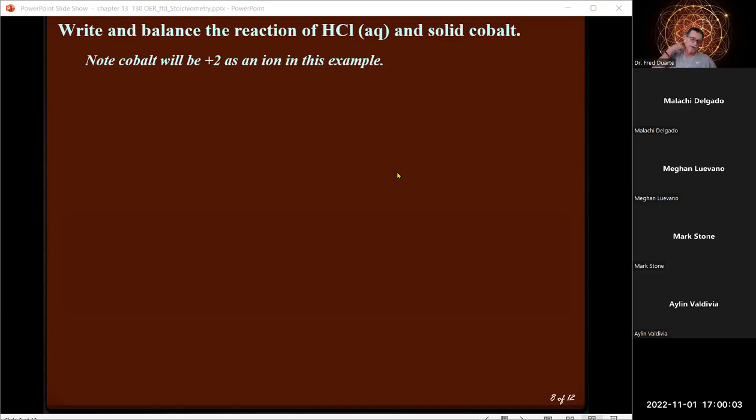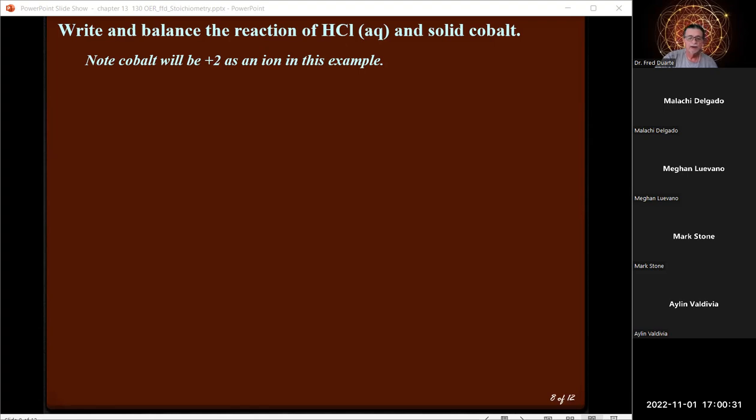All right, here's a reaction. They're asking you to write and balance the reaction of HCl aqueous with solid cobalt, okay? They're also telling you that cobalt will be in the +2 oxidation state, simply because cobalt is not one of the 16 elements and metals that we know 100% their constant oxidation number. It's variable, so we have to tell you what it will be.